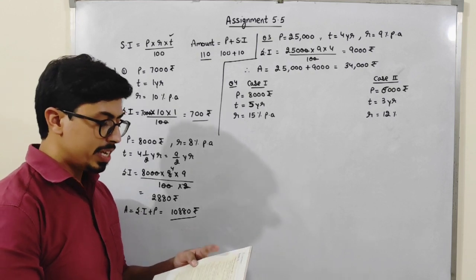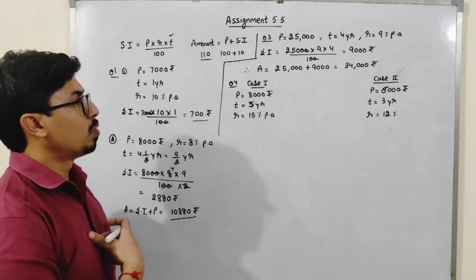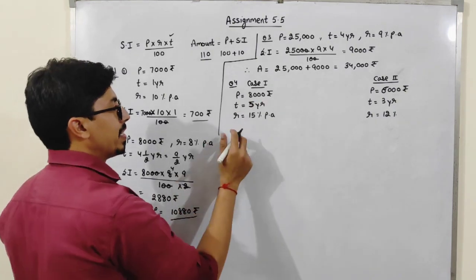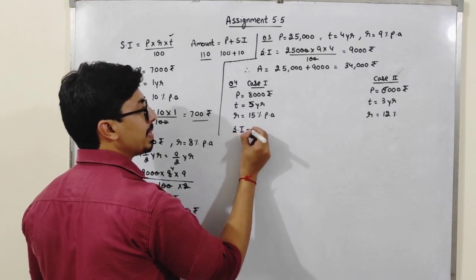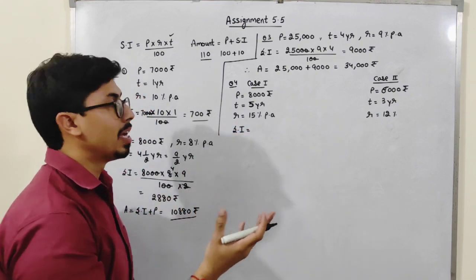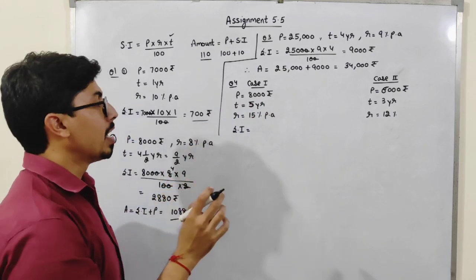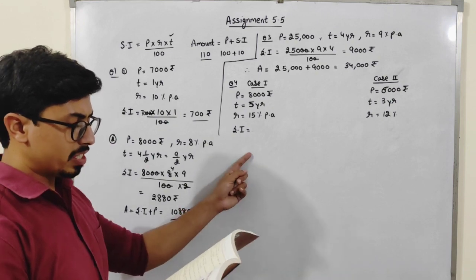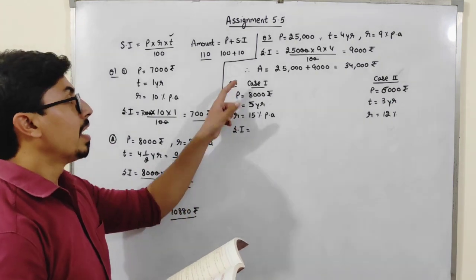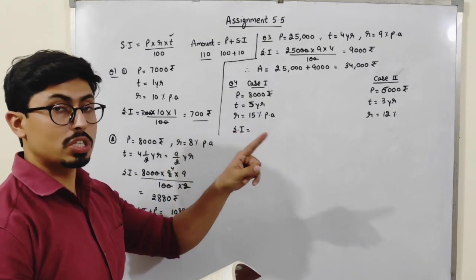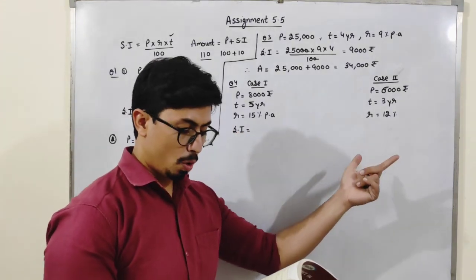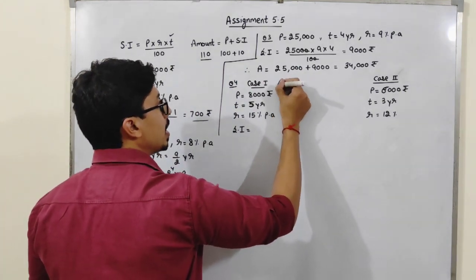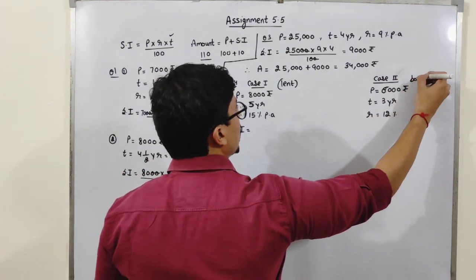See, gain or loss means just find out the interest in both the cases. In the first case, Rakesh lent out, that means this is the amount that he gave to some other person, and this is the amount he borrowed. This is the lent amount, that means he gave it to someone, and this is a borrowed amount.